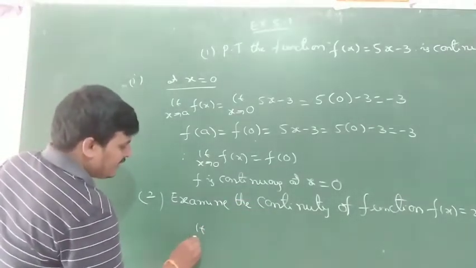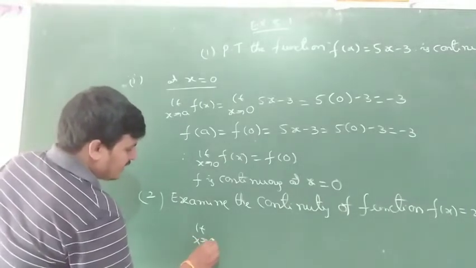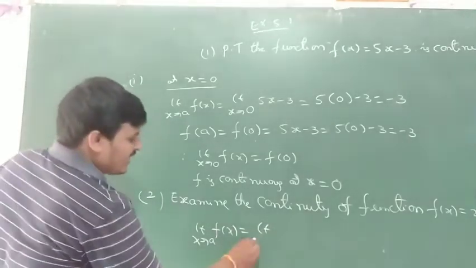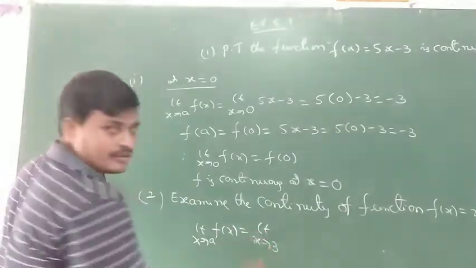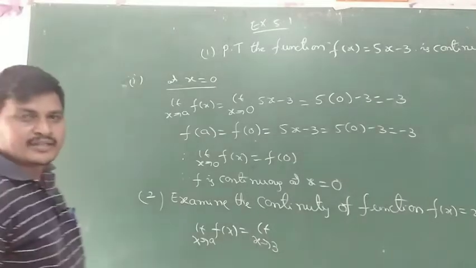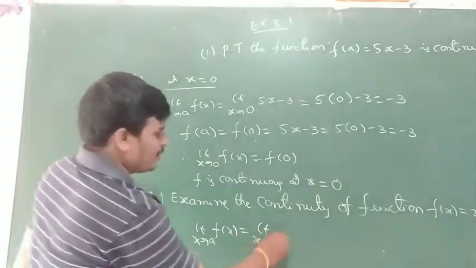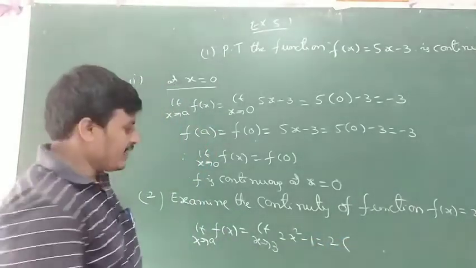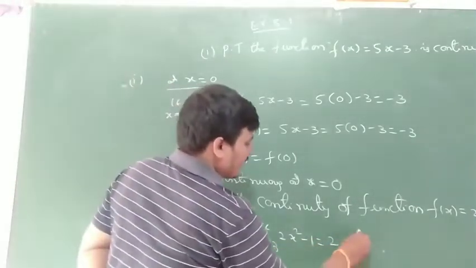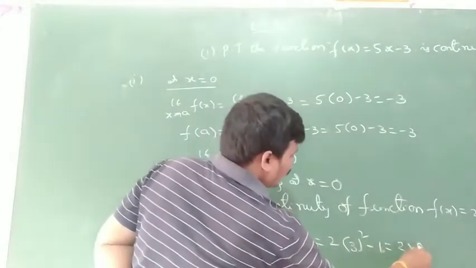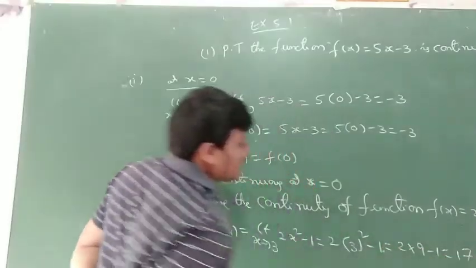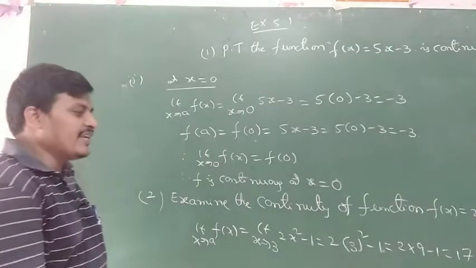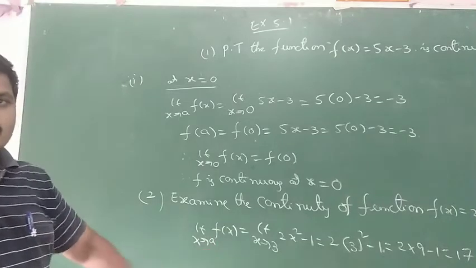First one, limit x tends to a, f of x. Limit x tends to a means 3. x tends to 3, 2x square minus 1. 2 into x square, x means 3, 3 square minus 1. That is equal to 2 into 9 minus 1, which is 18 minus 1, equal to 17. Does it exist or not? It exists. The first one exists.